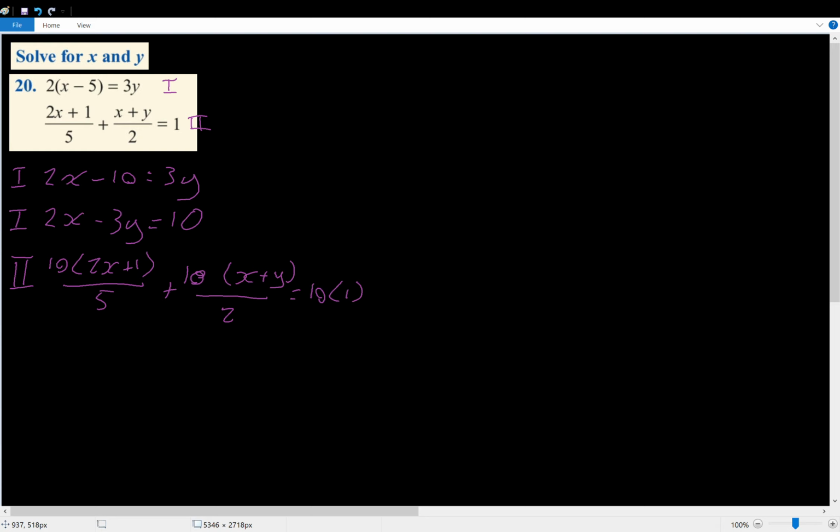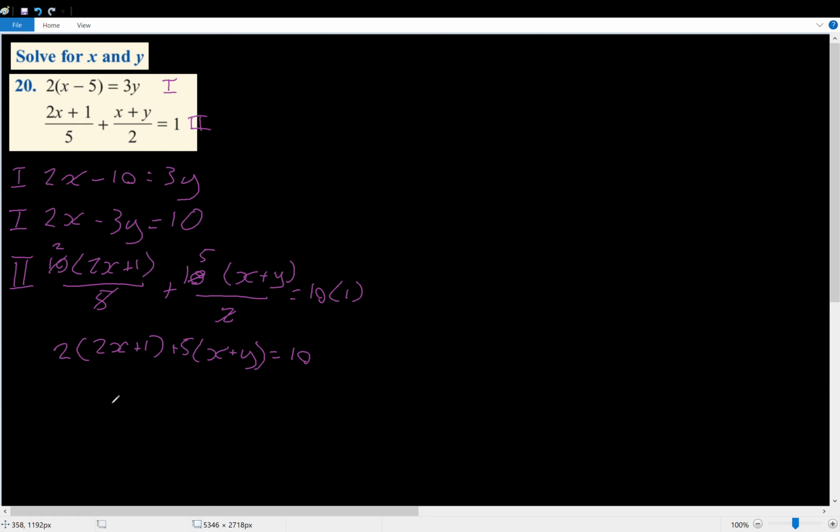And be careful when you do this not to forget to multiply the right hand side by whatever you multiply the left hand side by as well. That's an easy mistake to make. From here, we're going to do a little division. So 10 divided by 5 leaves 2 behind, and 10 divided by 2 leaves 5 behind. So what we're actually going to get after this is 2 times 2x plus 1 plus 5 times x plus y is equal to 10.